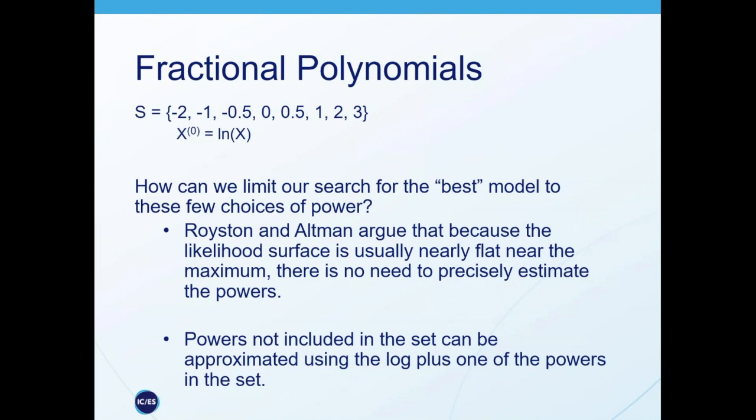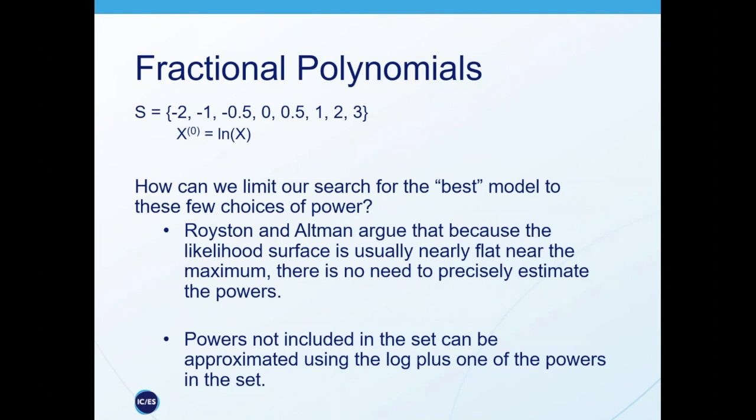That is, you don't need to know whether it's a power of 3 or a power of 2.5 or a power of 2.1 or a power of 2. Because you're looking over a flat surface, it's good enough to approximate the best power. So 2 is good enough or 3 is good enough. The other argument that they make is that the powers which aren't included in this small set can be approximated by using the log plus one of the powers that is in the set.